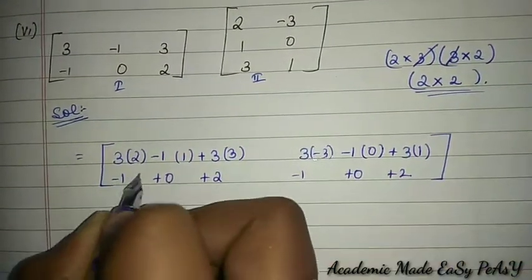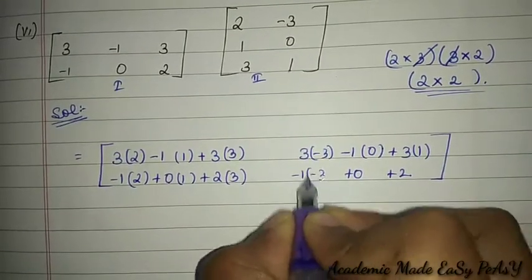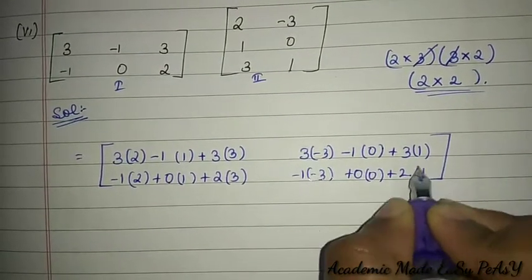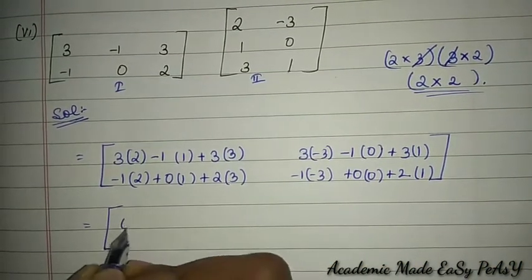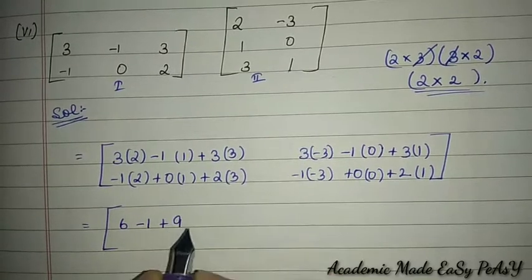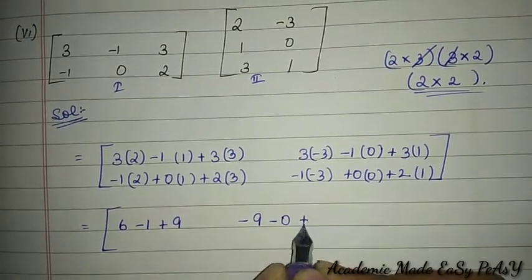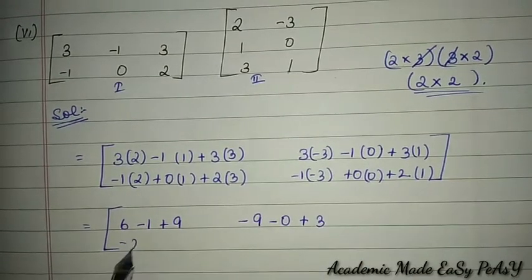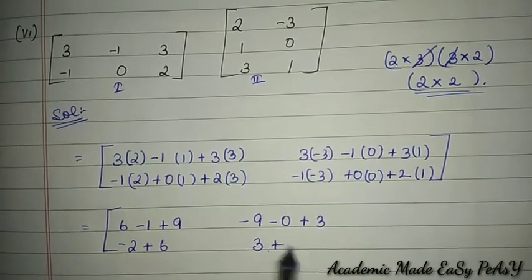So directly I can write it down. Minus 3, 0 and 1. So now I have 6 minus 1 plus 9. Minus 9 minus 0 plus 3. Minus 2 plus 6. 3 plus 2.